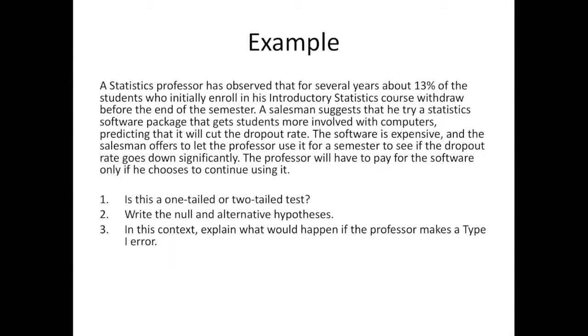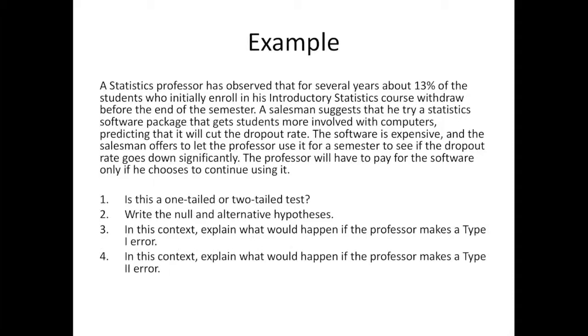In this context, explain what would happen if the professor makes a type 1 error. Well, I already kind of mentioned this. A type 1 error would be rejecting a true null hypothesis. So in this case, the software has no effect. The withdrawal rate is still 0.13, and the professor has erroneously determined that the software is effective, and therefore the professor will end up paying for software that will do nothing to affect the overall withdrawal rate in this course.